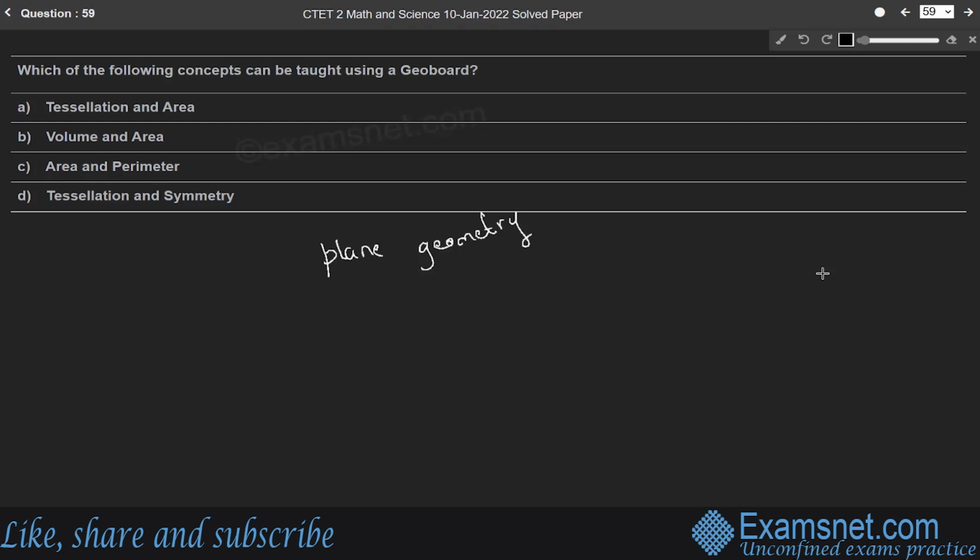Here, the students themselves should be given a chance to form the shapes which they know using the geoboard. Once they form the shapes, they can get familiarized with the various concepts related to the shapes like perimeter and area. Hence, the concepts of perimeter and area can be taught easily by using geoboards. Hence, option C is the right answer.